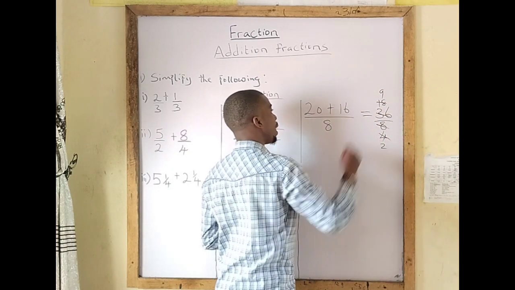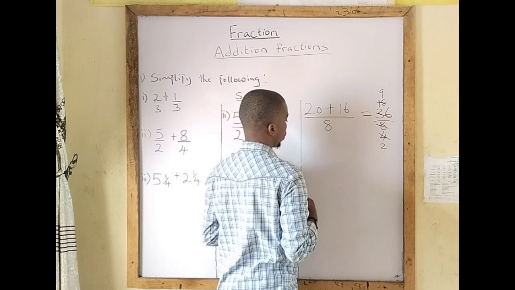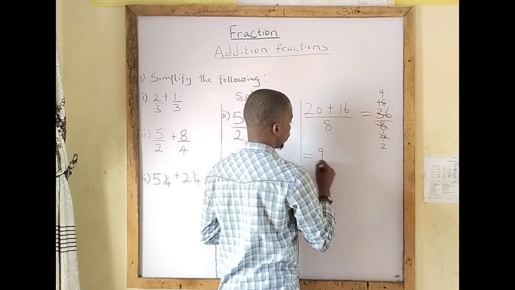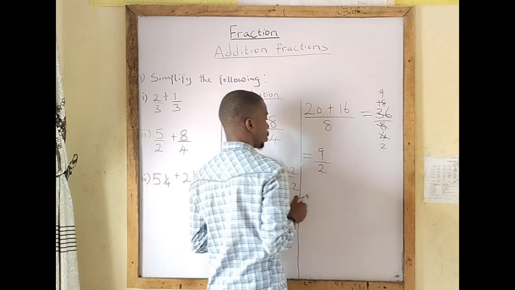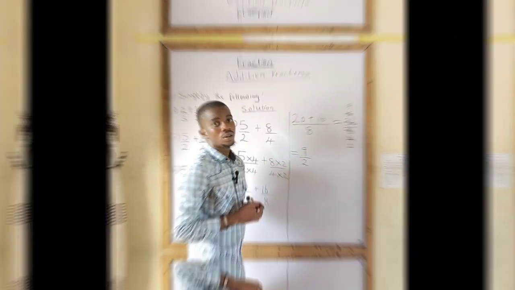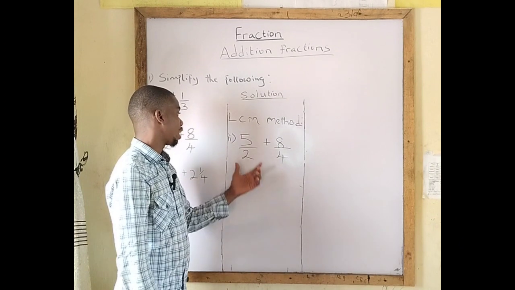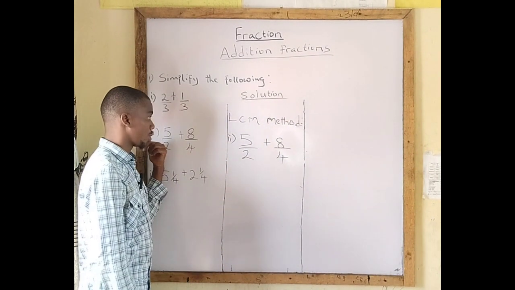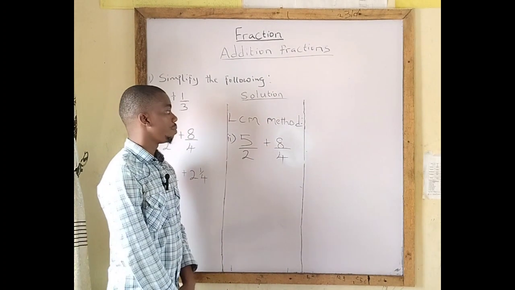So 9 and 2 have no common factor, so this is equal to 9 all over 2. The fraction is in its simplest form. All right, we are going to consider still the II question using the LCM method.